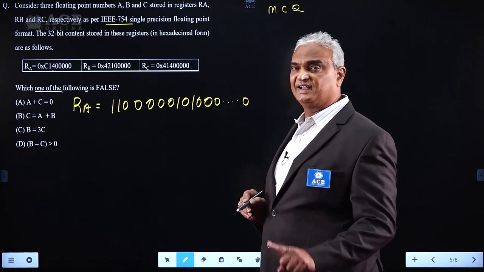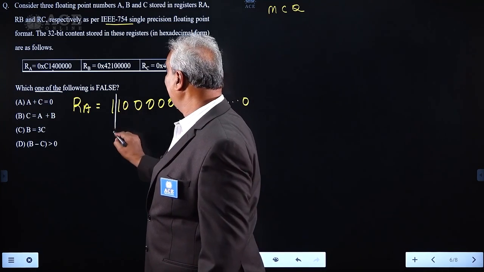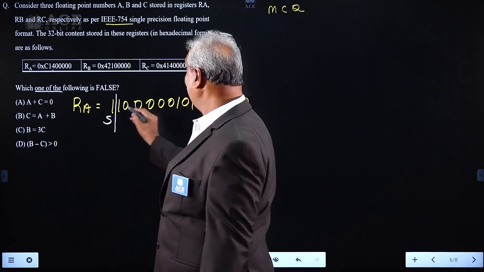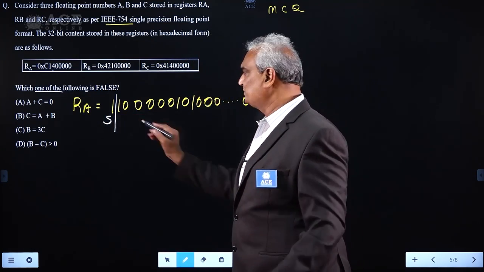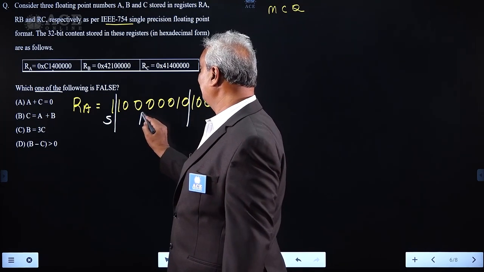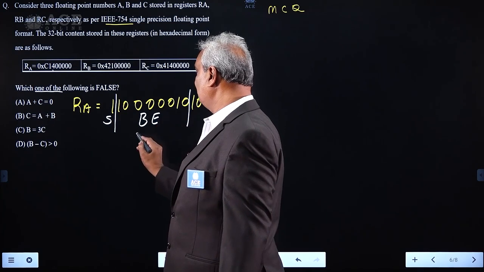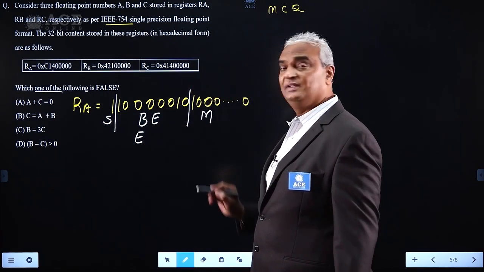Size of each data is 32-bit. In this, MSB is reserved for sign. Remaining next 8 bits are used for biased exponent: 1, 2, 3, 4, 5, 6, 7, 8. It is nothing but biased exponent. Sometimes we use capital E also. Next, it is nothing but mantissa.